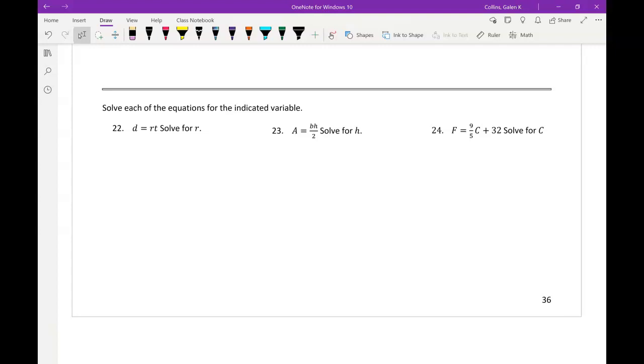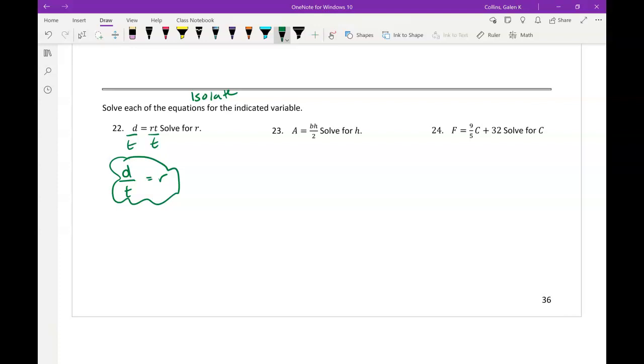Number 22, D equals R times T. That's a physics formula. Distance equals rate times time. And we're asked to solve for R. So remember, with literal equations, that really means isolate R. So I want to undo what's being done to R. So D divided by T equals R. Also, how many times have we done that exact equation? I feel like a lot.